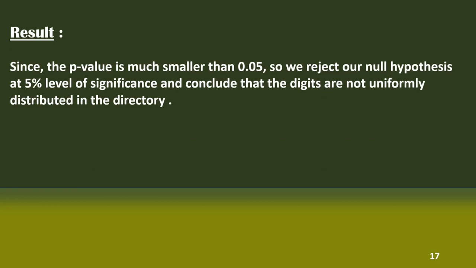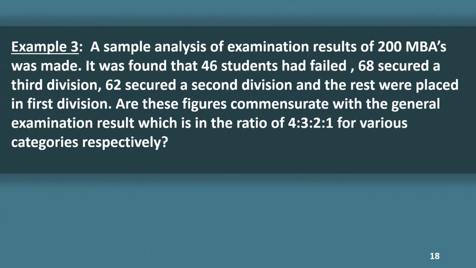Now let us see the next example, which is a little bit different from the previous two examples. Example 3. A simple analysis of examination results of 200 MBAs was made. It was found that 46 students had failed, 68 secured a third division, 62 secured a second division, and the rest were placed in the first division. Are these figures commensurate with the general examination result, which is in the ratio of 4:3:2:1 for the various categories respectively?